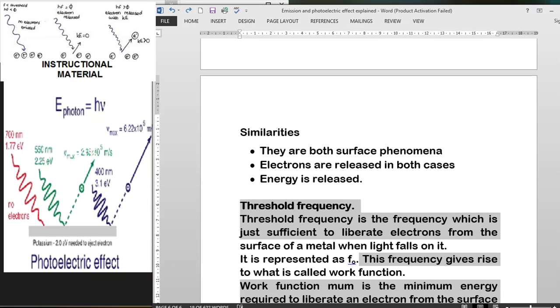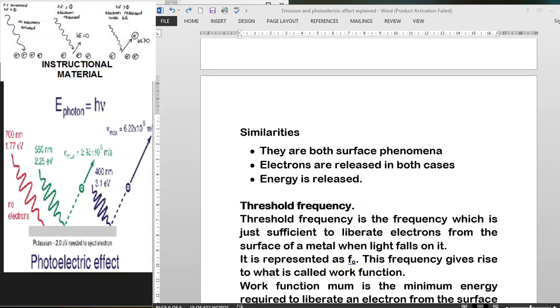It is represented as f0. This frequency gives rise to what is called the work function. The minimum frequency required for an electron to be released from the surface of the material is what we call the threshold frequency, and it is denoted by f0.